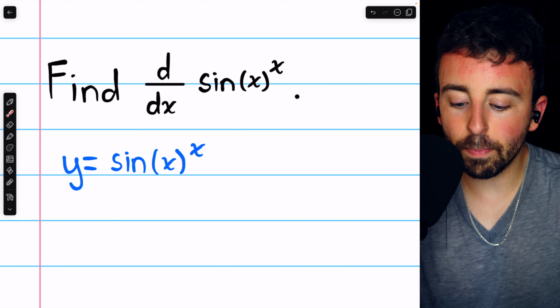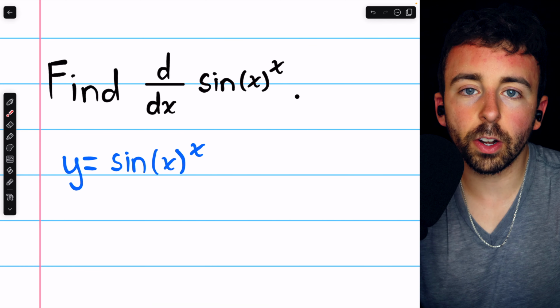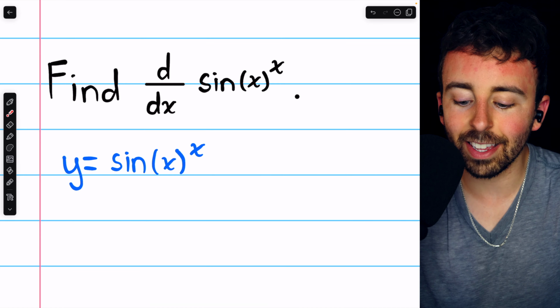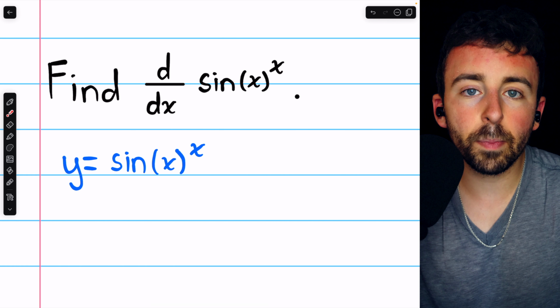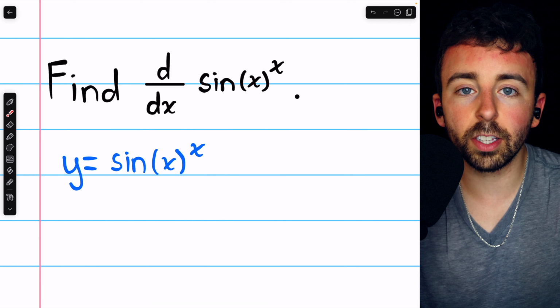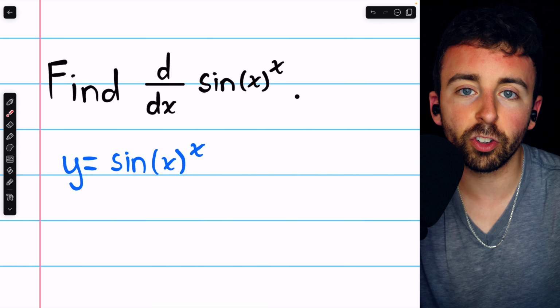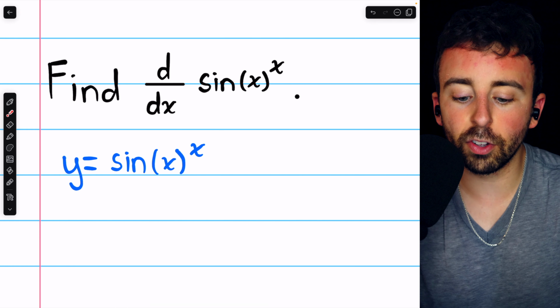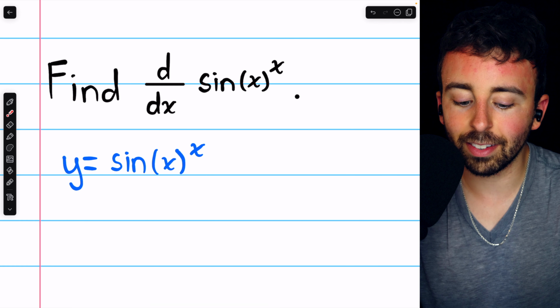Sine of x to the power of x is a function with the independent variable x in both the base and the exponent. So this is a typical function for which we would want to use logarithmic differentiation in order to take the derivative. That's exactly what we'll do to find the derivative of sine of x to the x.